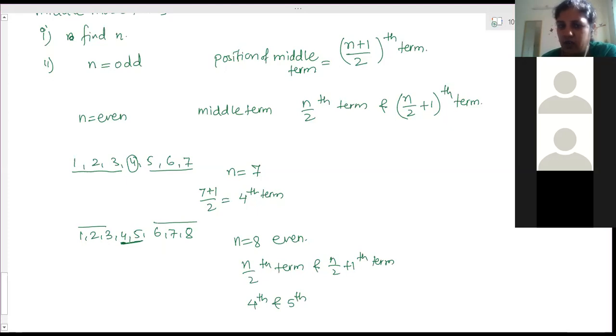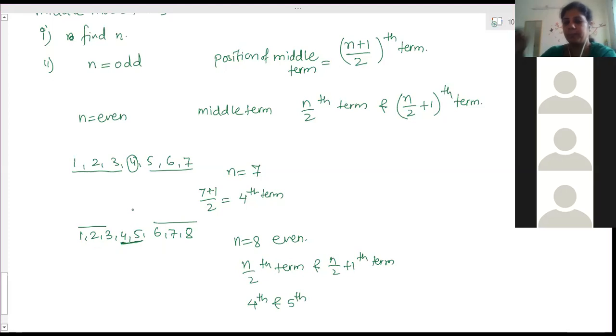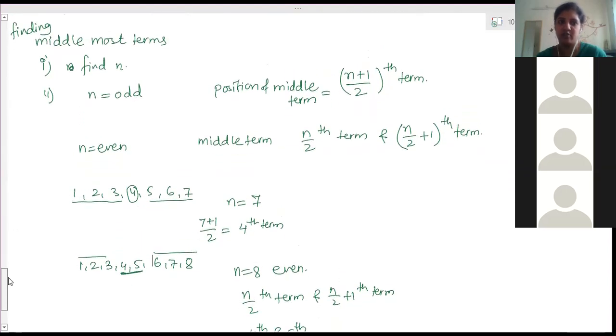Is it clear how to find the middle numbers? Ma'am, will they ask us to find the number also? Yes, you have to calculate. The question is to find the middlemost term. First you have to find the position of it, and then find the number present at that position. Okay, next we will see the questions. So write down this part first.